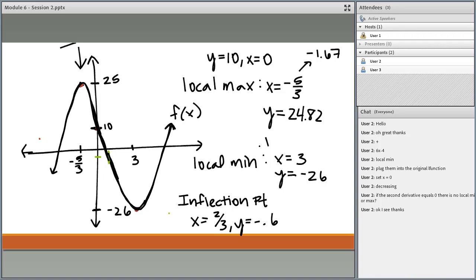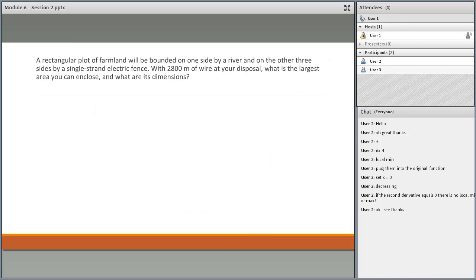Okay, so this is a rough sketch of the graph. Let's go to another example, where we have a rectangular plot of farmland that's going to be bounded on one side by a river and on the other 3 sides by a single strand electric fence. We have 2,800 meters of wire for this fence. What is the largest area that we can enclose, and what are the dimensions?